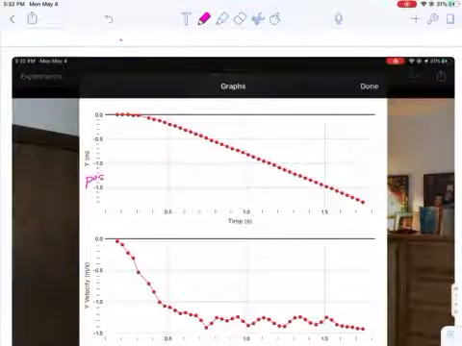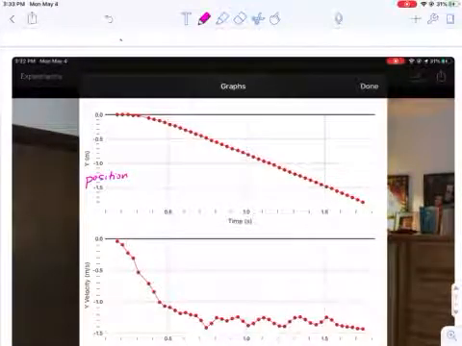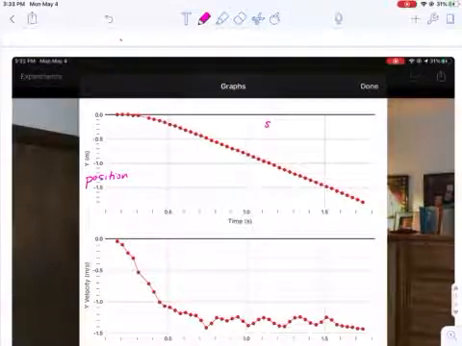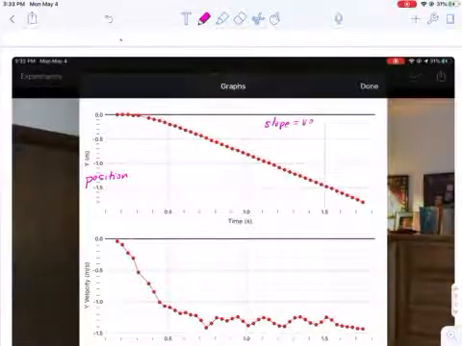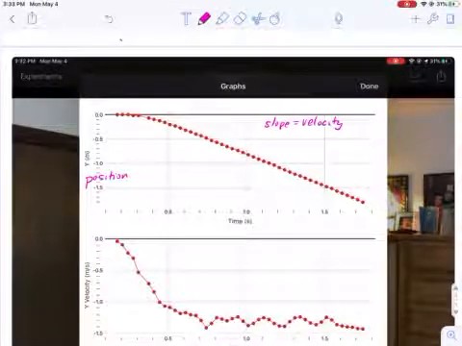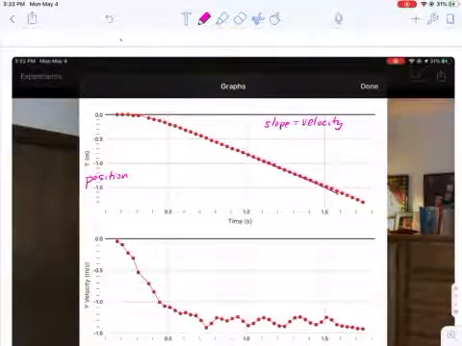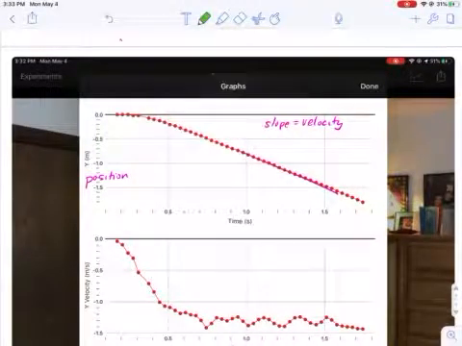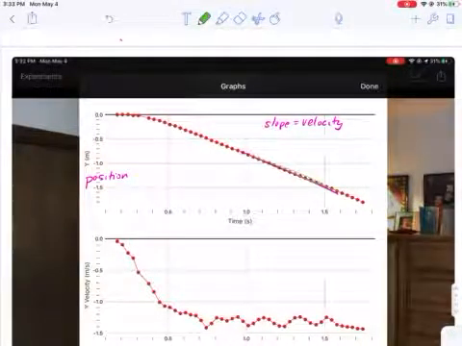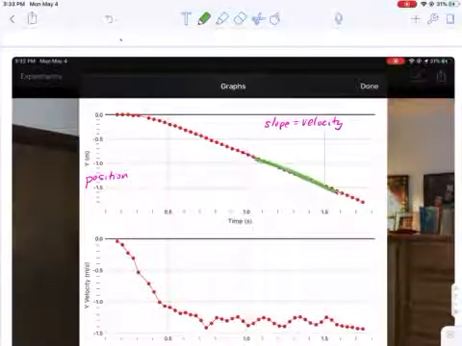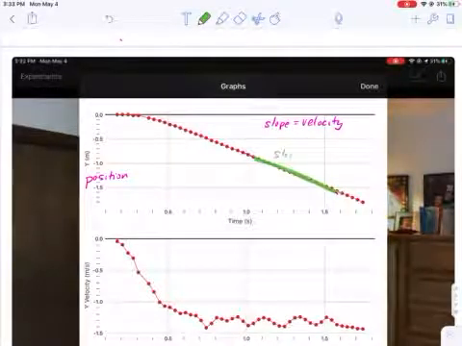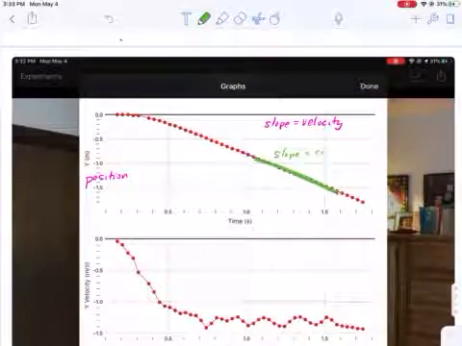There we go. This is a position time graph. And in a position time graph, we know that slope equals velocity. So let me use a different color. Down here, the slope is constant, which means the velocity is constant.